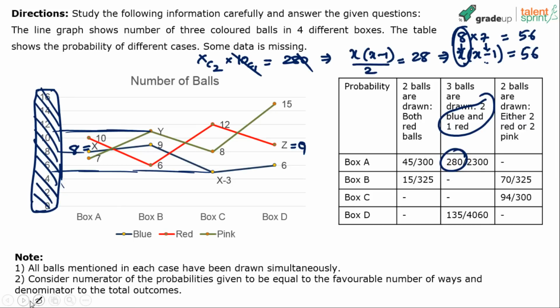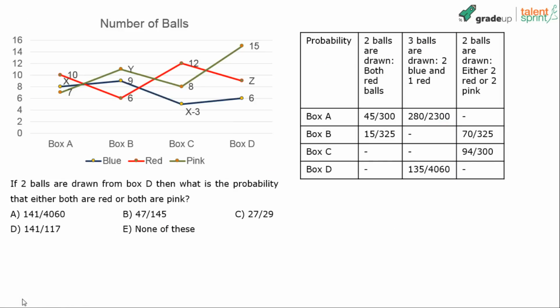Yeah. Now let's move to the questions. So here's the first question for you all. I think you can just compare with the y-axis in the given format to get the values. Now answer the questions. The first question says, if two balls are drawn from box D, then what is the probability that either both are red or both are pink? We are talking about box D.